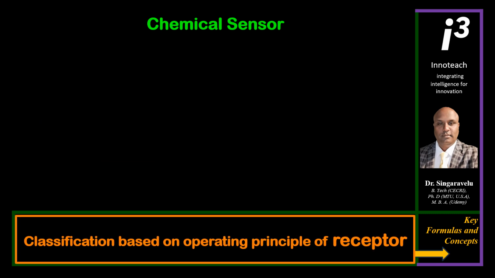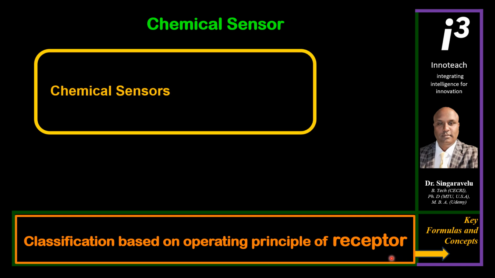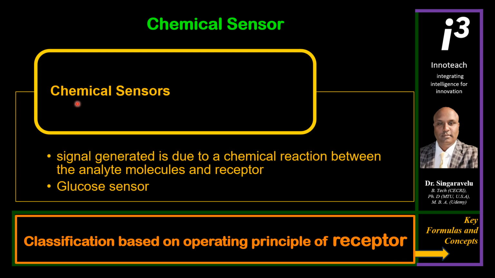A second type of chemical sensor based on the operating principle of a receptor is the chemical sensor. In contrast to the previous one, where the signal is generated due to a physical process, such as a change in mass or a light-matter interaction of the system, in this case the signal generated is due to a chemical reaction between the analyte molecules and the receptor.